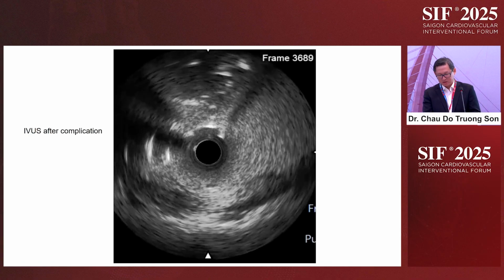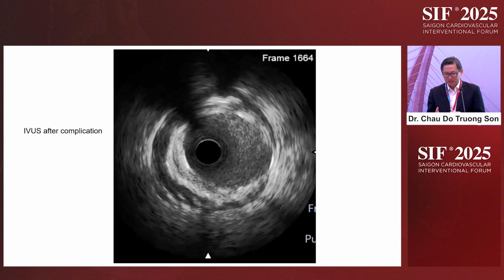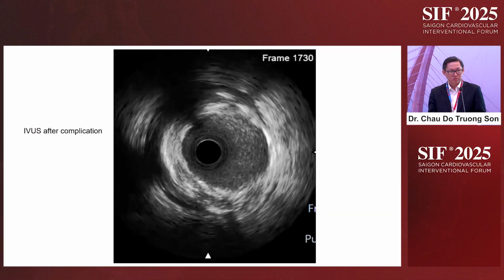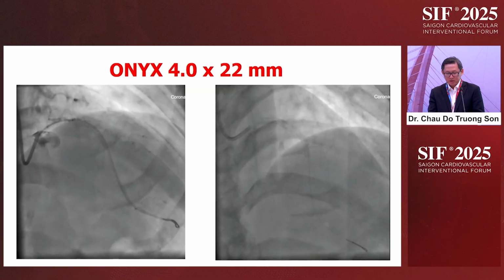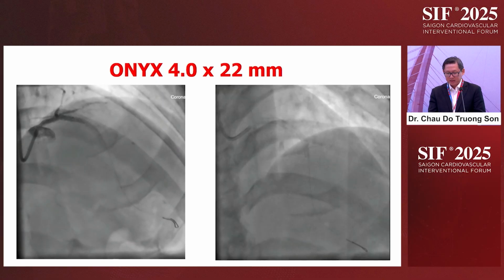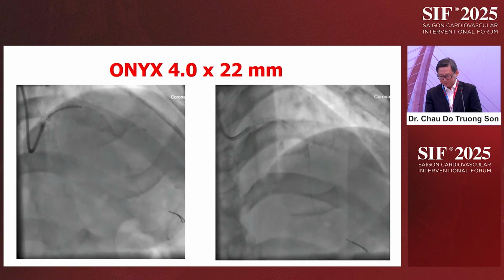I think that in our position at that time, we had no choice. We just proceeded with another stent. So we used a 4.0 by 22 to put from the ostium of the left main to the proximal LAD.